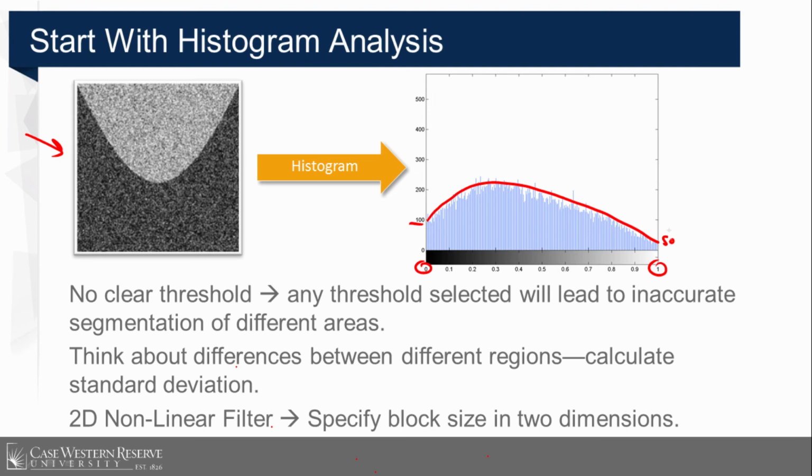So looking at the standard deviation of a patch of pixels is basically a 2D nonlinear filter, right? I'm taking a set of pixels, calculating their standard deviation, and that is my output, right? So this is essentially the same as the nonlinear filters that we've talked about previously. It's just in 2 dimensions. So all I have to do to make it a 2-dimensional nonlinear filter is just specify the block size that I want to use, or over which I want to filter in 2 dimensions.